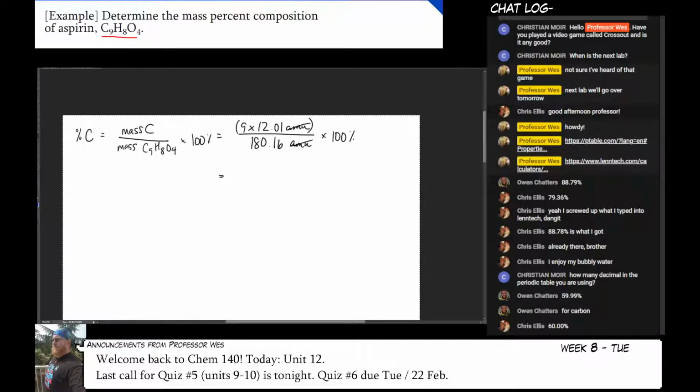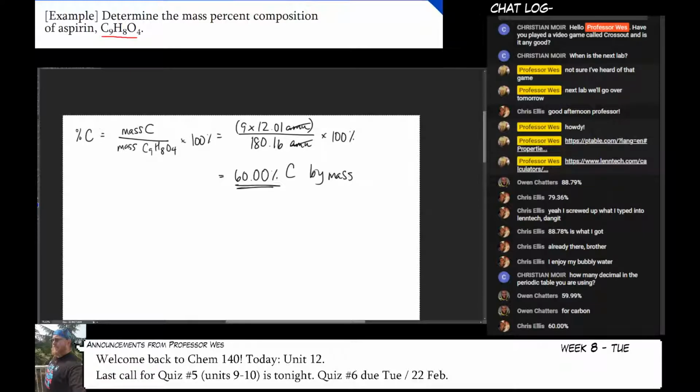Where is my cursor? There it is. I went off the tablet, that's why. All right. So that's 60% of my mass.